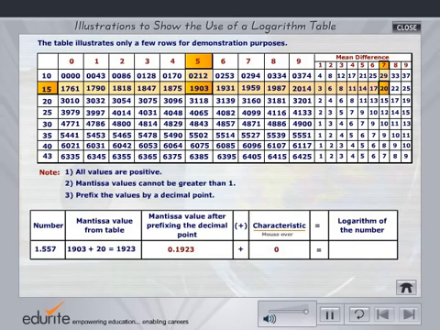The sum of Mantissa and characteristic gives the logarithm. Therefore, 0.1923 is the logarithm of 1.557. Click on the Home button below to see the next illustration.